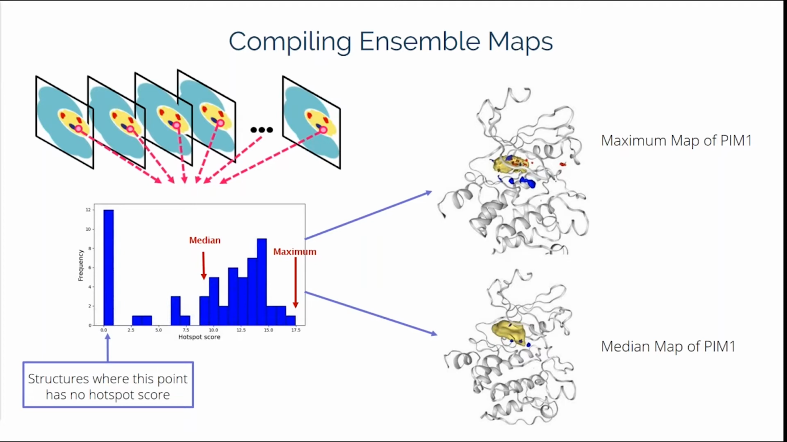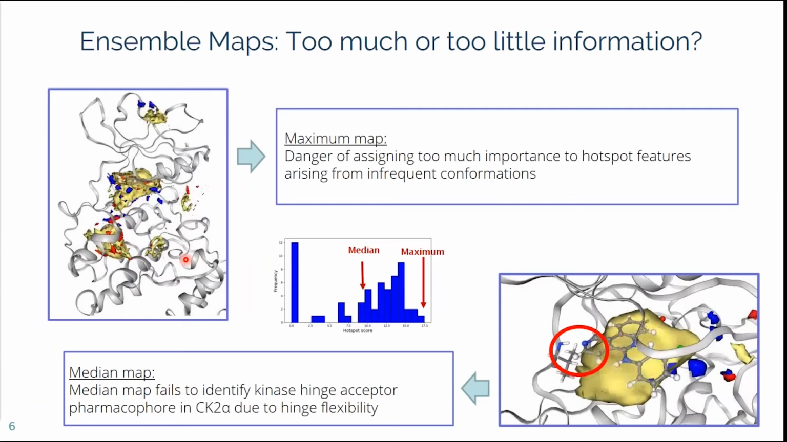And so initially we investigated 2 ways of combining the hotspot maps: taking the maximum value sampled in the distribution or taking its median, considering the zeros. And what we found is that both of these had their shortcomings. In the case of the maximum maps, these don't take the frequency of a feature into account, and so they have the danger of overestimating the importance of features that may only transiently be present, but are otherwise low scoring. And so this then increases the number of false positives that you get downstream in the analysis.